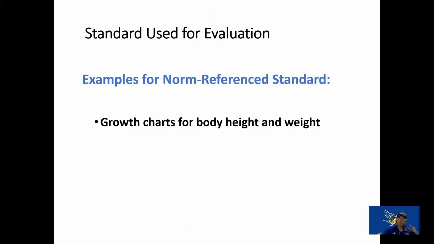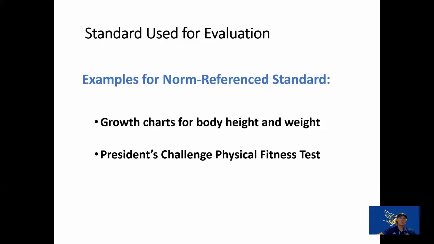So we use this norm reference standard for things like height and weight. What's normal height, what's normal weight at different ages. Okay, comparing all individuals at the age of 10, what is normal or what is average, what's in the middle, and looking at, okay, are you below average, are you above average, are you within what is normal for this group. You maybe remember any President's Physical Fitness Test back in elementary school, middle school, or high school. Those are norm reference tests.